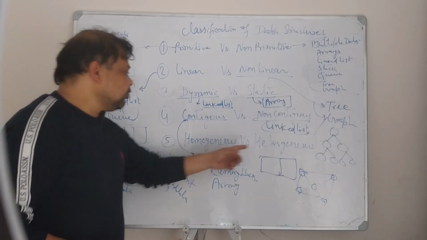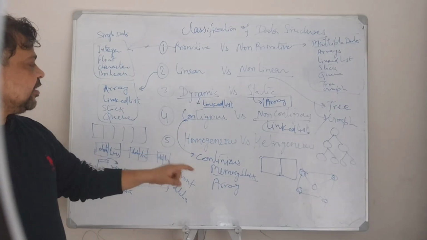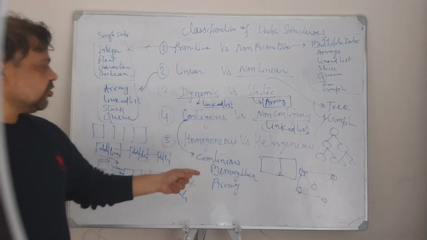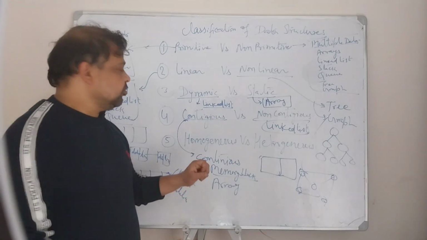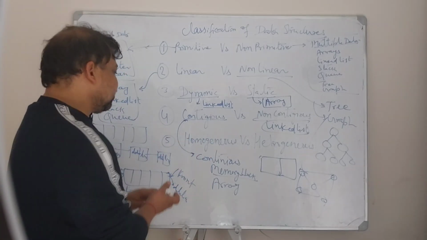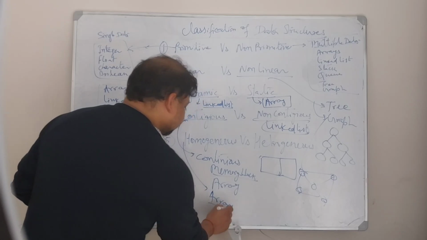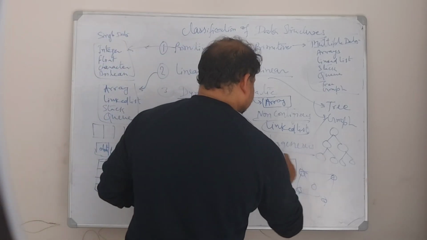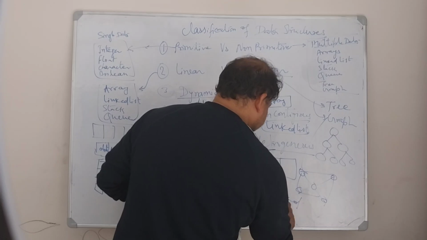In a similar manner, homogeneous and heterogeneous. The data structure which holds data of the similar type is called homogeneous, and one having different types of data is called heterogeneous. In the case of homogeneous, array is a homogeneous data structure. Heterogeneous will go to the linked list.